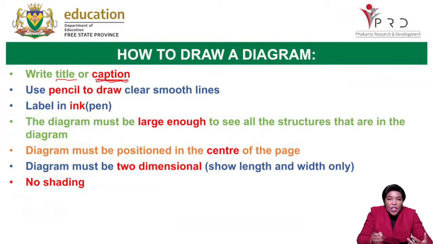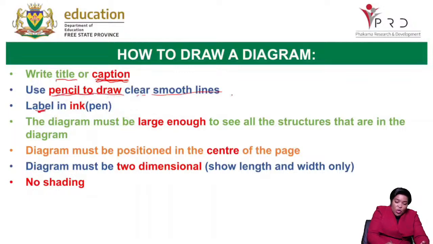A diagram of the eye, diagram of whatever. Write the caption or the title. Then you use a pencil to draw clear, smooth lines. When you draw the lines for labeling, you must use a pencil. Remember, you are using a pencil to draw the diagram. Then you use a pencil to draw the clear, smooth lines. Then, when you label, you must use ink, a pen. You must write your labels in pen all the time.